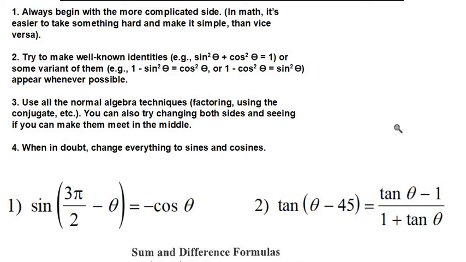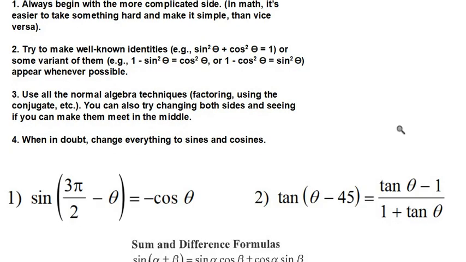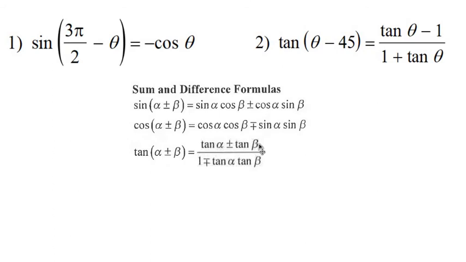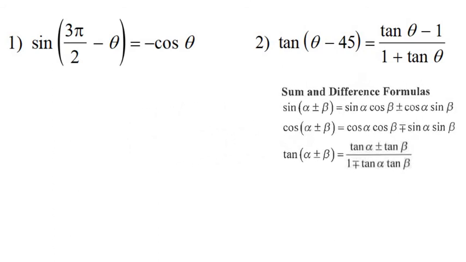So number one, the left side is more complicated. Number two, either one would work. And then strategy two, these other ones don't necessarily apply as much. We don't want to change everything to sines and cosines. Basically what we want to do is use these sum and difference formulas. That's going to be our main strategy here.